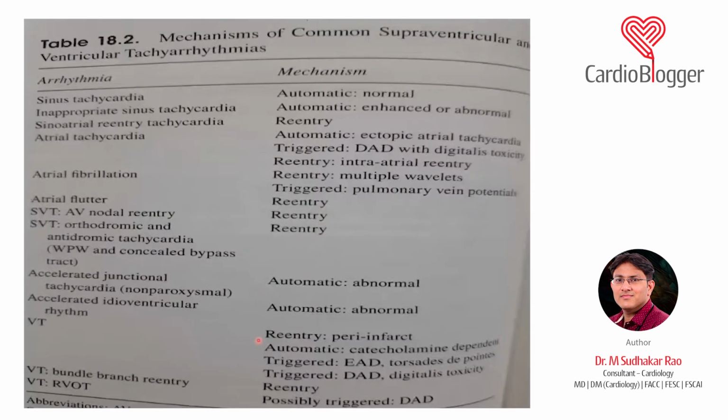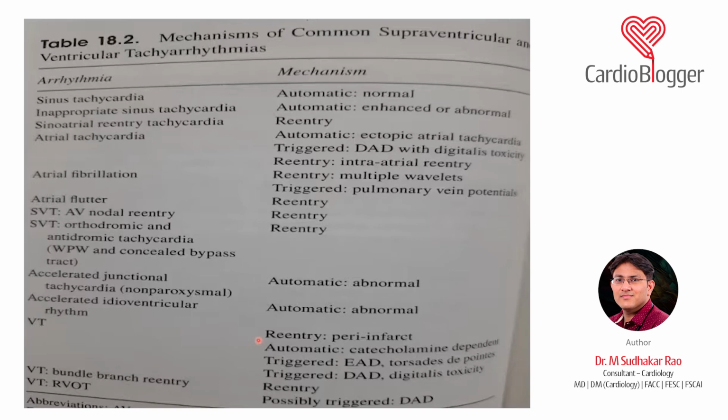Now, these are some of the arrhythmias and their mechanisms. As I told you, sinus tachycardia is because of normal automaticity. Inappropriate sinus tachycardia is because of abnormal or enhanced automaticity. Sinoatrial nodal reentrant tachycardia is because of re-entry. Atrial tachycardia: now there are two things. Ectopic atrial tachycardia is due to enhanced automaticity. Atrial tachycardia like paroxysmal atrial tachycardia with block is due to triggered activity from delayed afterdepolarization, whereas intra-atrial re-entry is because of the re-entry mechanism.